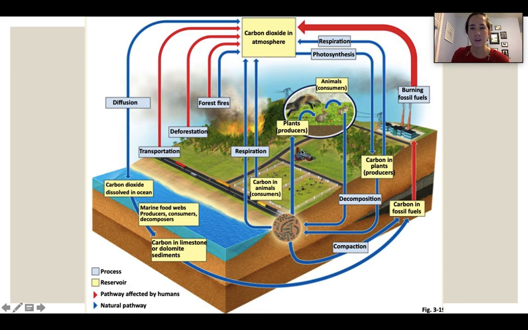All right, that is it for our carbon cycle. Next will be our nitrogen cycle.